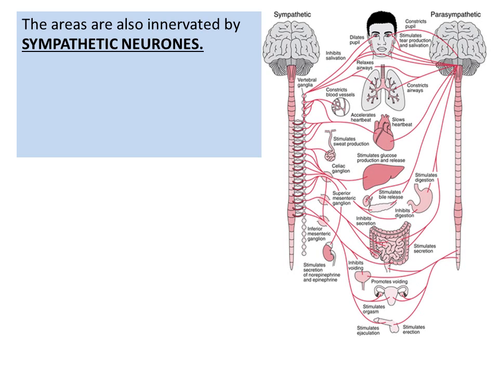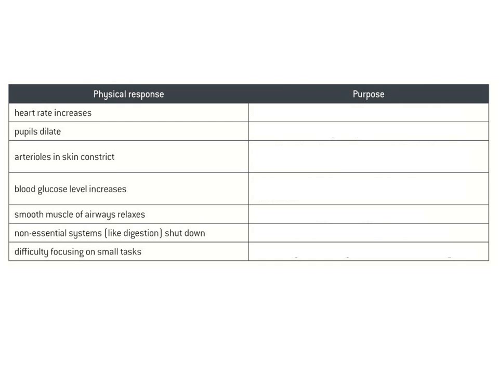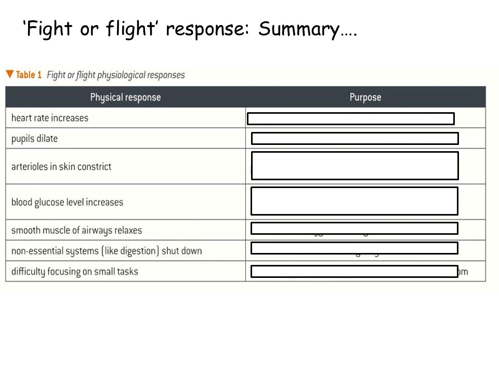All areas of the body have this innervation by the sympathetic neurons, so that allows the response to be localized, but also allows for the whole body to respond in coordination with itself. You should have this table which allows you to summarize the different effects of the sympathetic nervous system and the reason why those things need to happen. Obviously have a go at filling it in, but these are the reasons here.